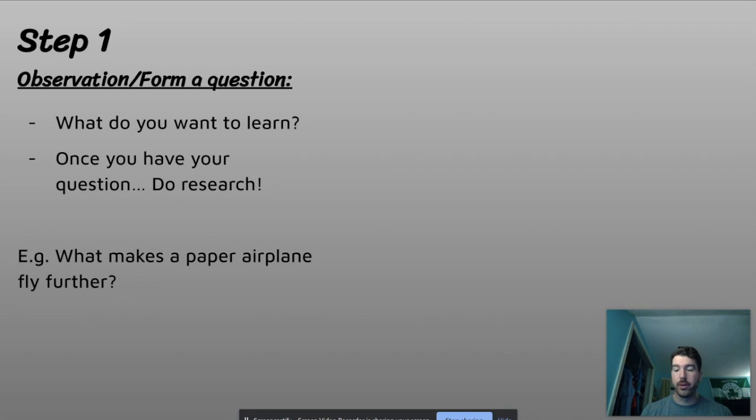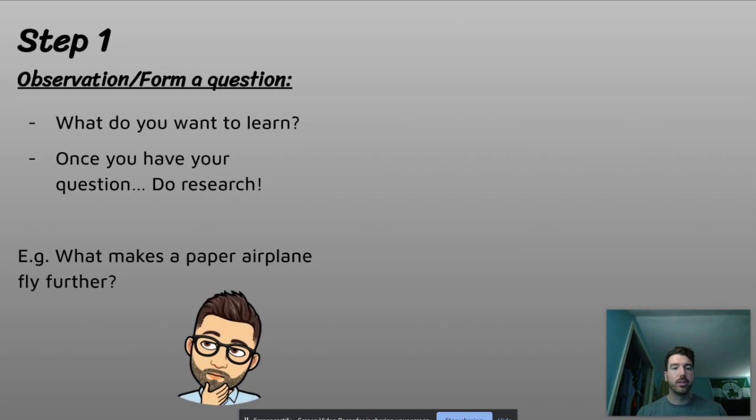For these steps, I'm going to give you an example of an experiment, and hopefully that will help solidify things for you. An example of this would be if you were making a paper airplane. You threw the paper airplane, maybe it didn't go as far as you thought it would. So maybe the question you form is, what makes a paper airplane fly further? So we made our observation, we have our question.